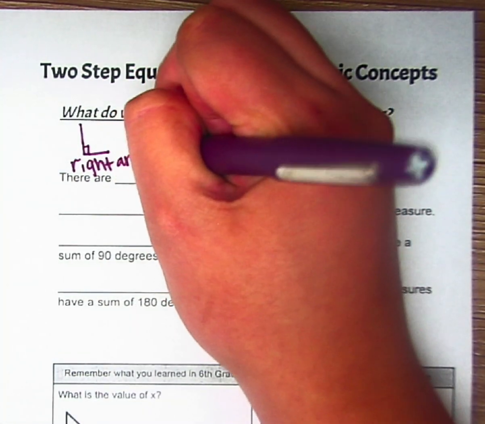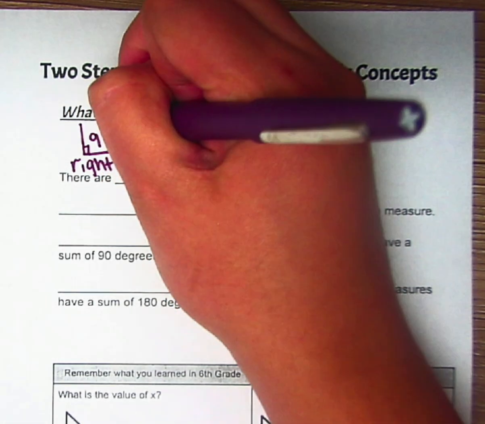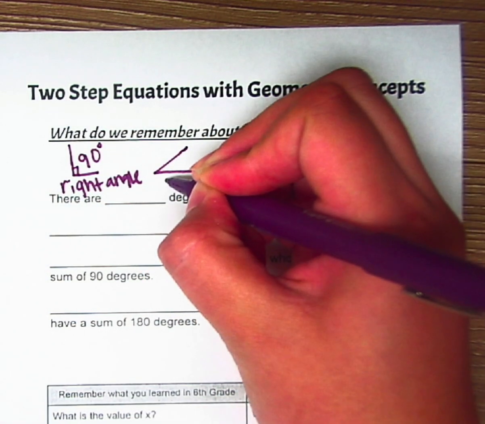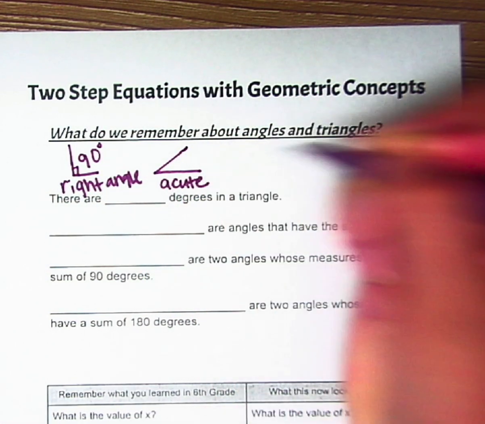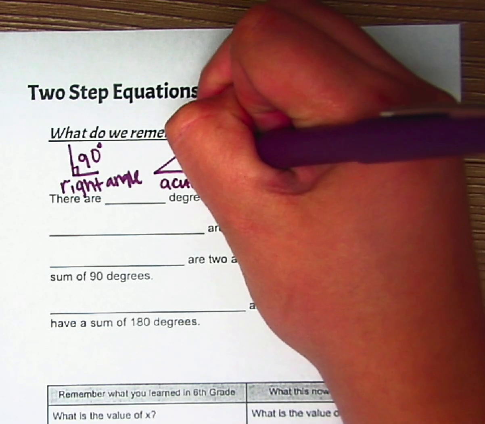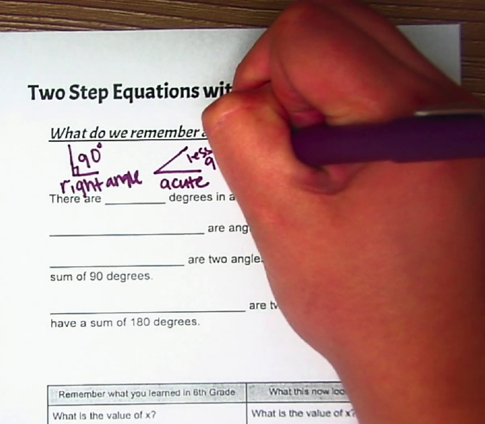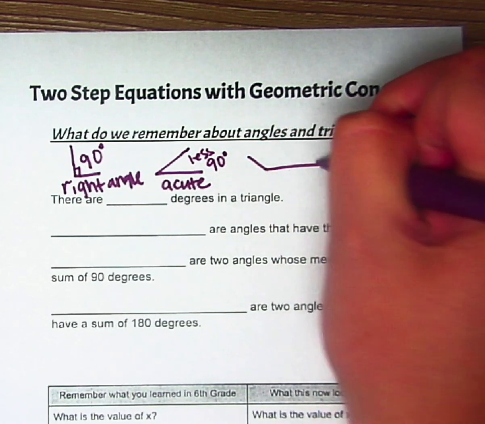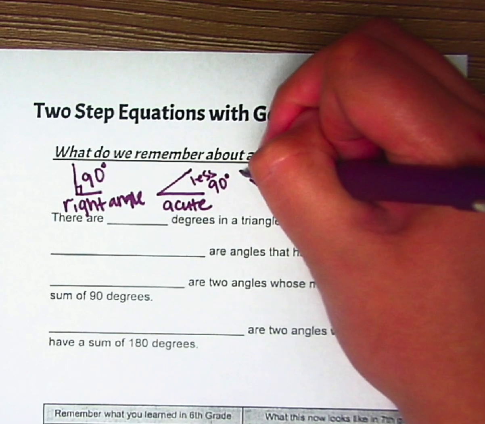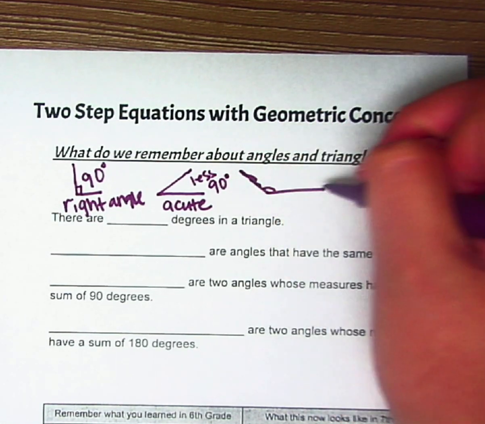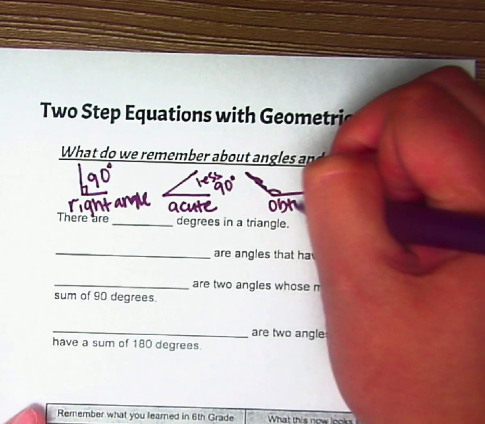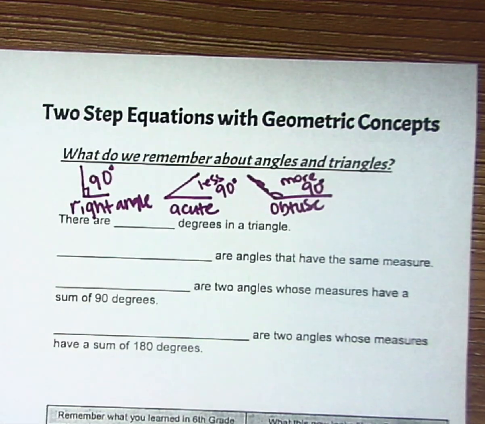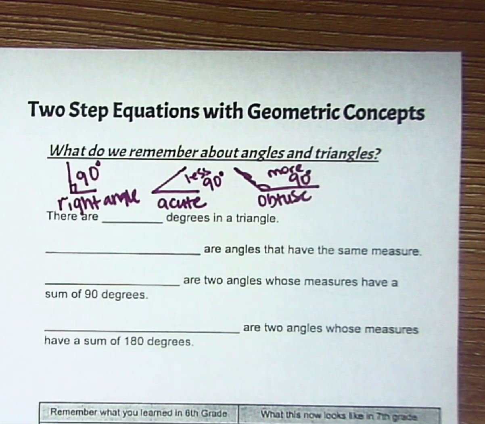Right angle, and it is equal to 90 degrees. We also have an acute angle, and that is equal to less than 90 degrees. We also have an obtuse angle. So this one is more than 90 degrees. Okay. So those are our three angles we're going to be talking about today.